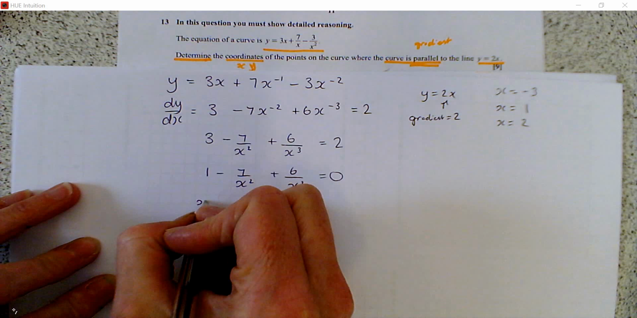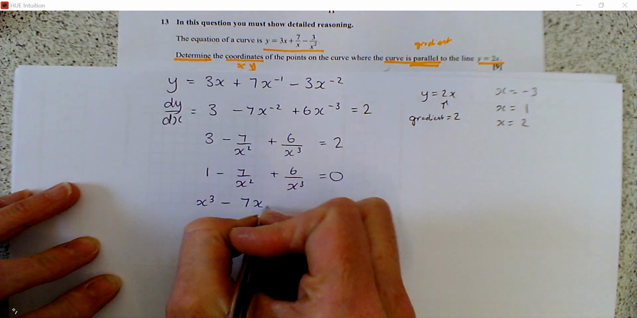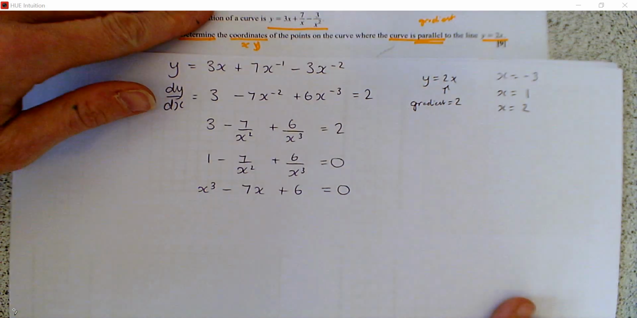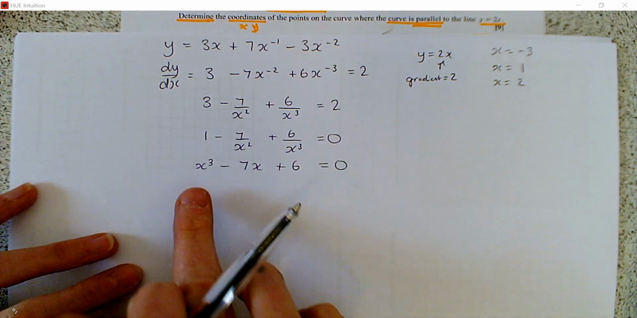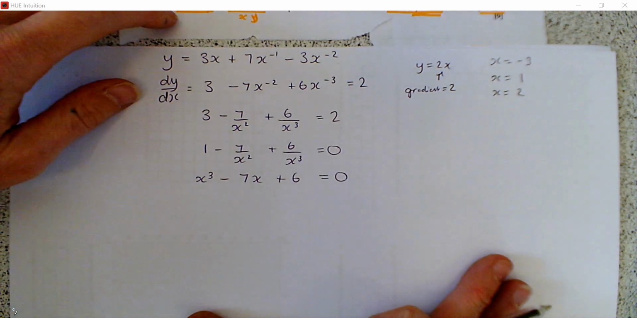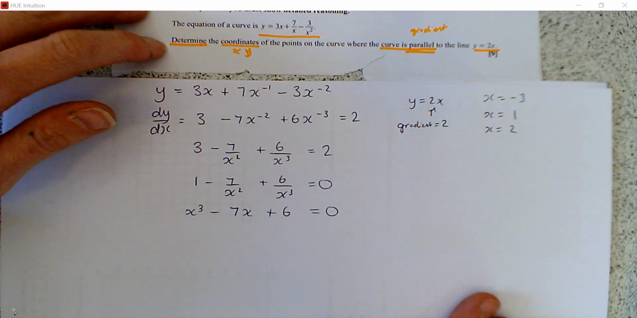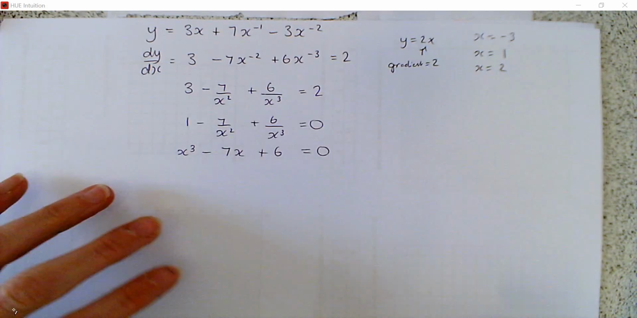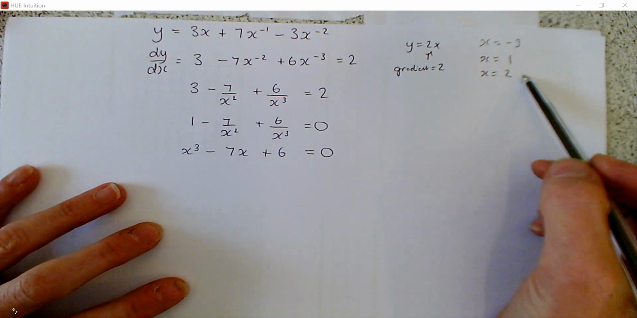So that will give me x cubed minus 7x plus 6. And 0 times x cubed is just 0, isn't it? Okay, so then I have a cubic to solve. Because this is a "determine" question, I'd have to show evidence that I know how to solve this. Now I've already got over here some solutions.